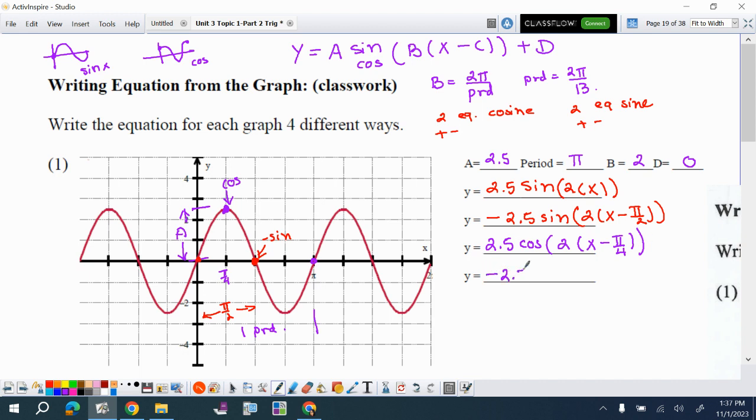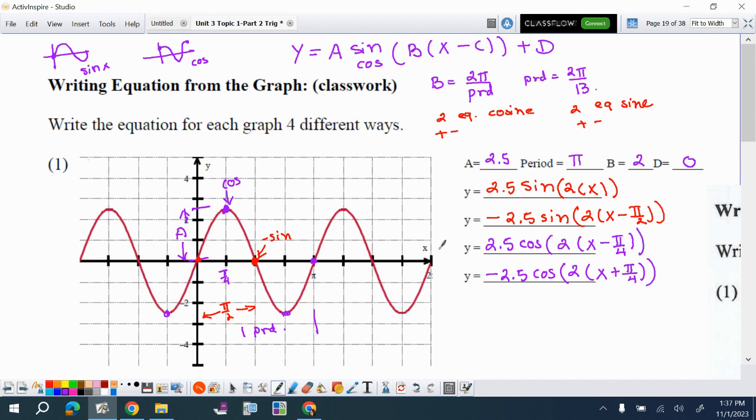Negative cosine is negative 2.5 cosine. Now negative cosine starts from the minimum. So you have two choices. You can go here or you can go here. Sometimes the closest one is behind. So whichever one you choose, both are correct. So in this case, negative cosine, same B value, x, and this is a horizontal shift to the left. So I would say plus pi over 4.